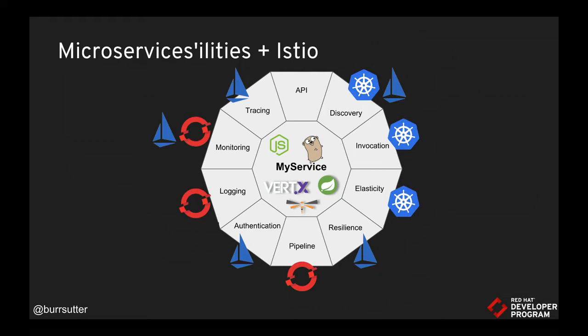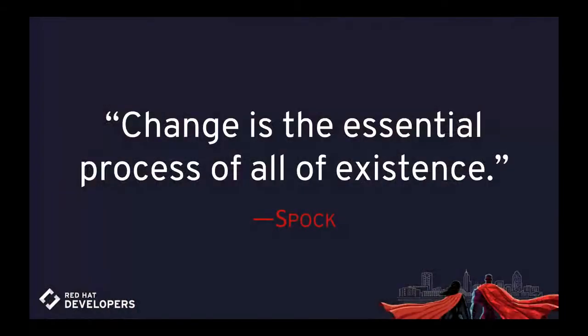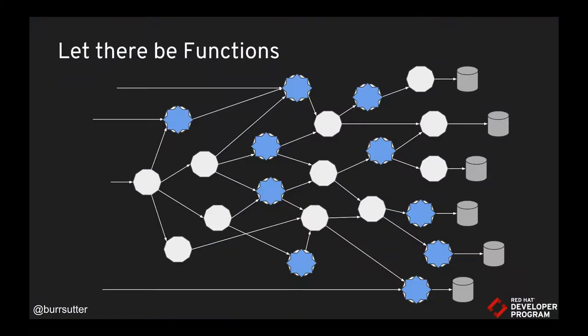But at this point, microservices architecture should be pretty well understood, okay? So change happens. There's Mr. Spock there. Change is the essential process of all existence. I love that quote. So new things are happening. In the case of our mesh of services, we can now replace some of them with functions.